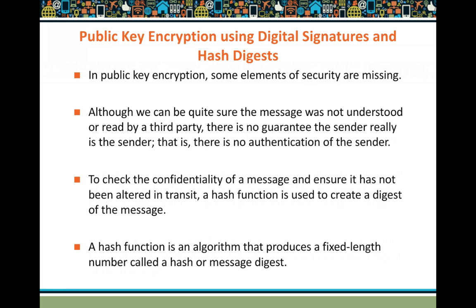So if we have a message along with the digital signature of the source, then we can assure that it is coming from a valid source. Similarly, the hash digest has another responsibility, that is to assure that the message has not been altered during transit. For that, the hash method will use a hash function in order to create a message digest. Now a hash function is nothing but an algorithm that produces a fixed number called a hash or message digest. It will be generating a number. It is an algorithm that results in a number which is called the message digest or hash.